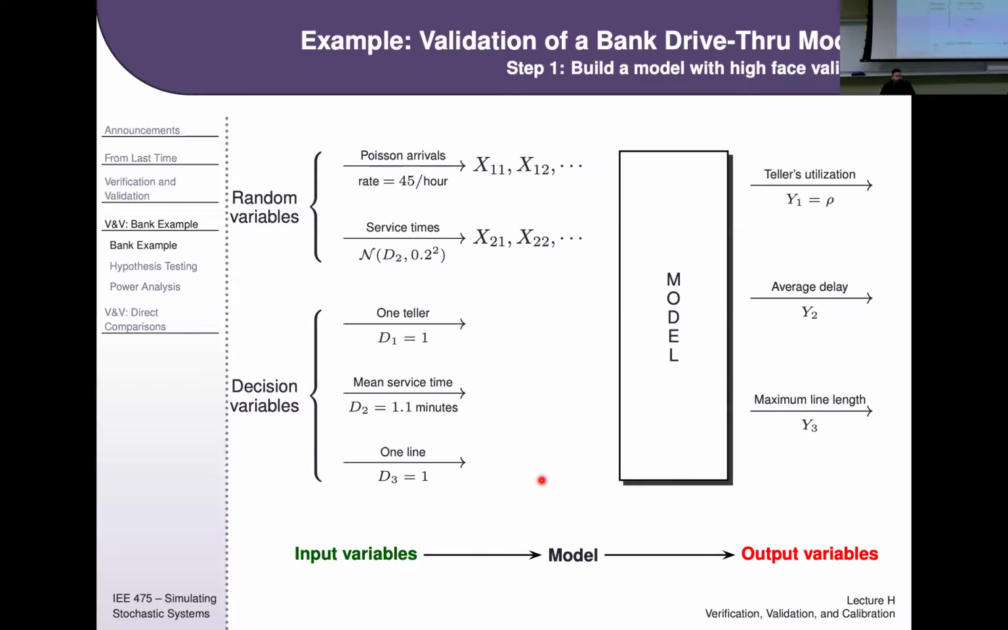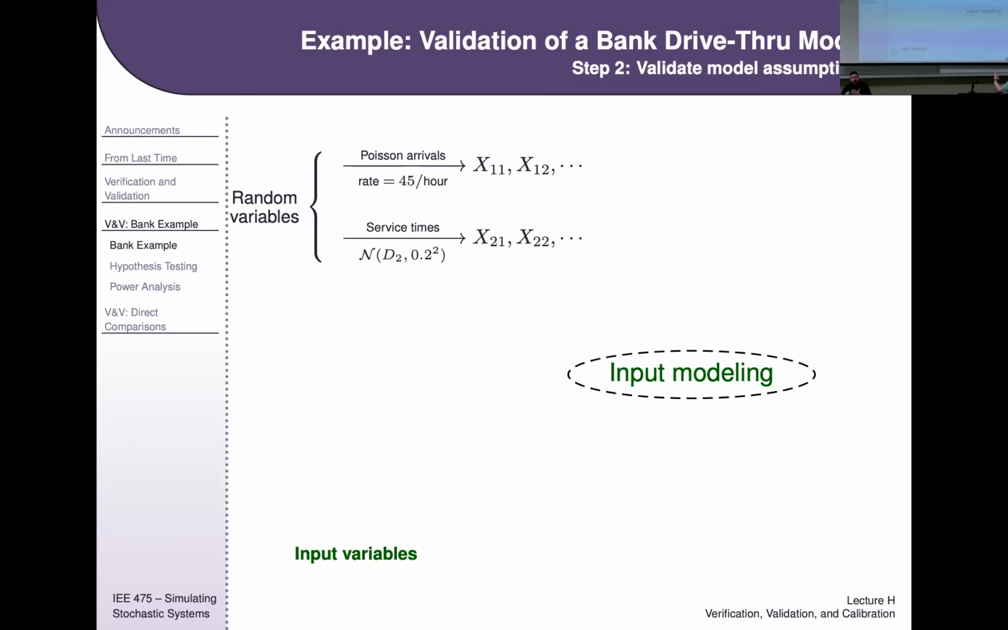So again, input variables, model, output variables. This is my general sketch of my system. I don't know what's in this model yet. This is where your simulation logic would go. At this point, I'm just interested in the inputs and outputs. So now that I've decided on these, I go to the system and I have to do some input modeling.